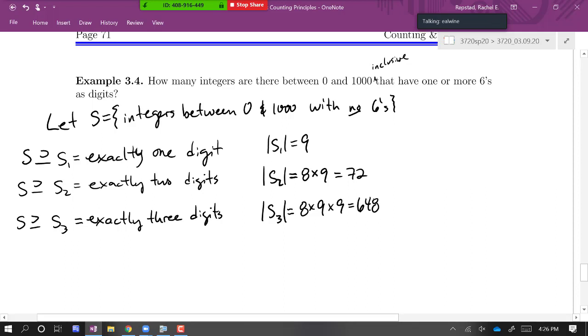Hang on, how is the second digit 9? I thought we were still excluding 6s. Yeah, but we can include 0 once we get to the second digit. We can't put 0 in the first digit, right.